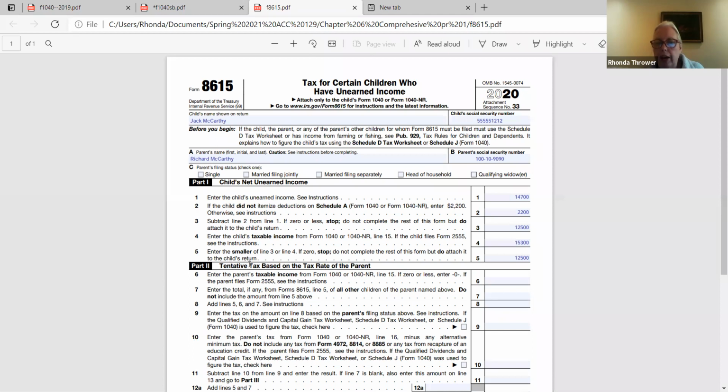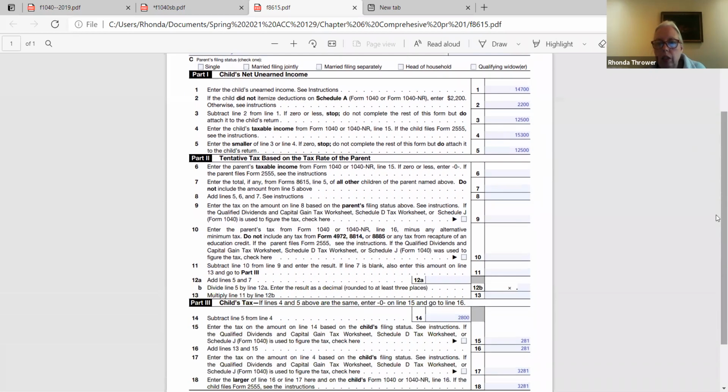Then on line 5 of Form 8615, it tells you to enter the smaller of line 3 or line 4. And obviously the smaller is line 3. So we're going to put 12,500 here. Now, I left this part out because you were only assigned to do comprehensive problem 1. You don't have this information in comprehensive problem 1.